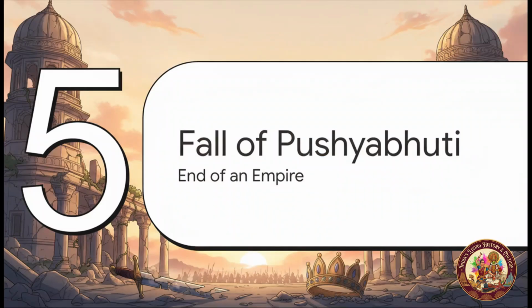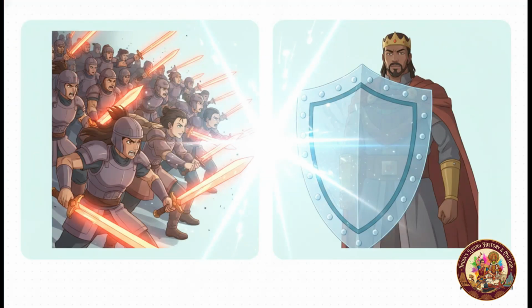Which brings us to our final chapter, Section 5, the fall of Pushyabhuti. So, Harshvardhan has expanded his empire all the way across Gouda and is pushing hard toward the Narmada River. But his unstoppable force is about to hit an unmovable object. As he relentlessly pushes south and attacks Vallabhi, the local king gets desperate. He goes running for protection to the immensely powerful Chalukya king Pulakeshin II.